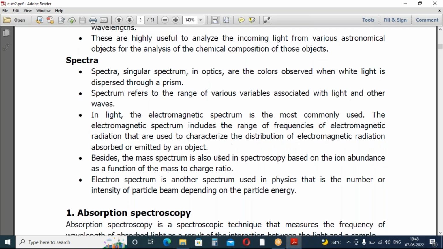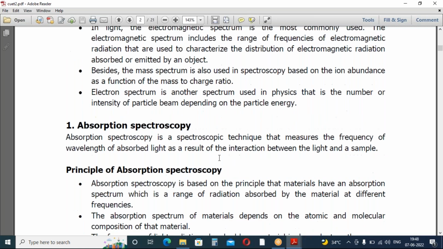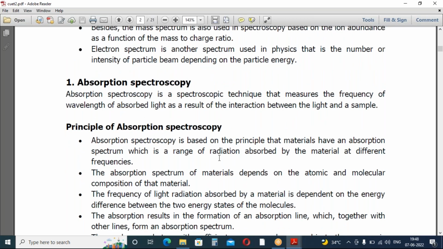Absorption spectroscopy is a spectroscopy technique that measures the frequency or wavelengths of absorbed light, mainly due to the interaction between the light and the sample. Absorbance means the absorption of a particular wavelength, which may be of UV radiation or of the visible range, and depending upon that, different types of absorption spectroscopies are there, like UV spectroscopy and visible spectroscopy.